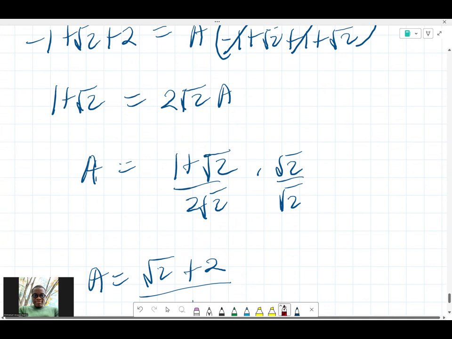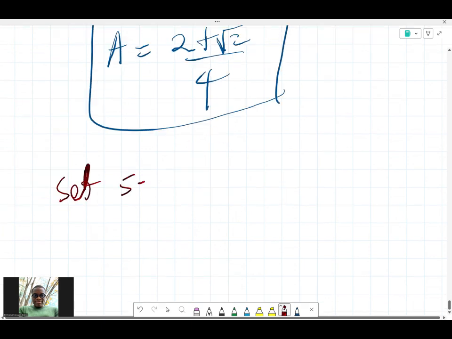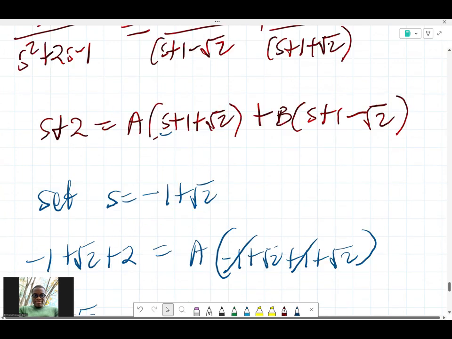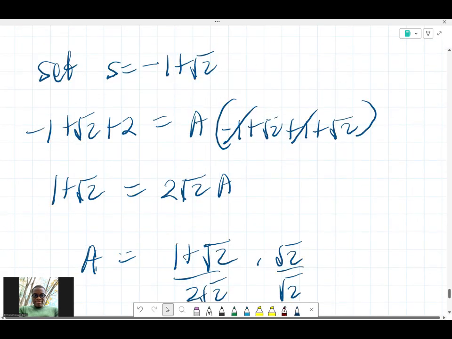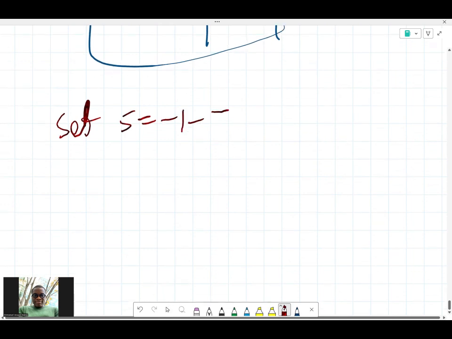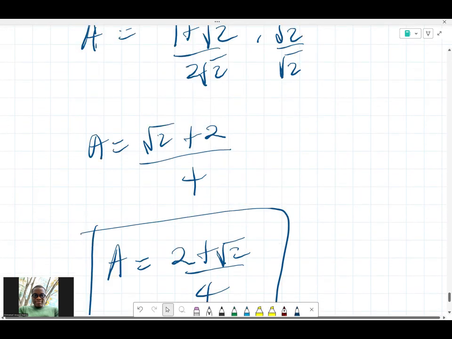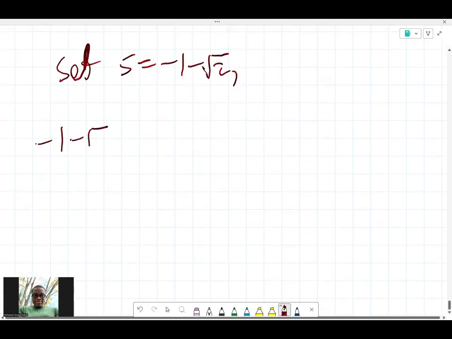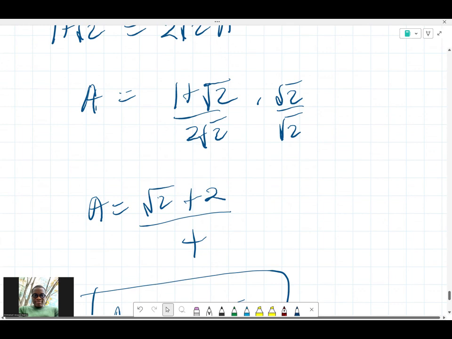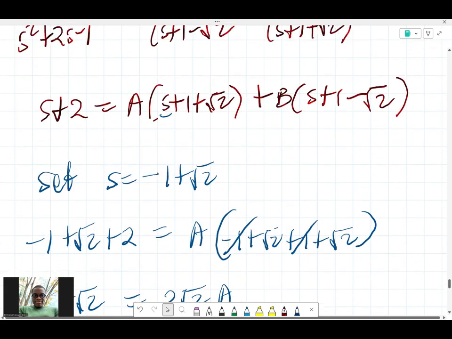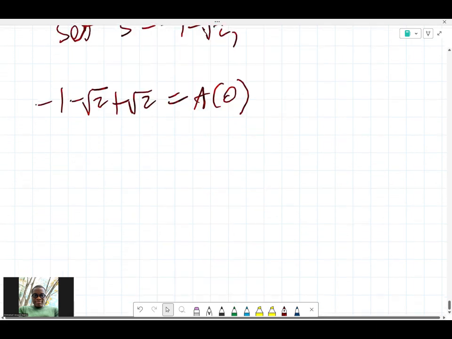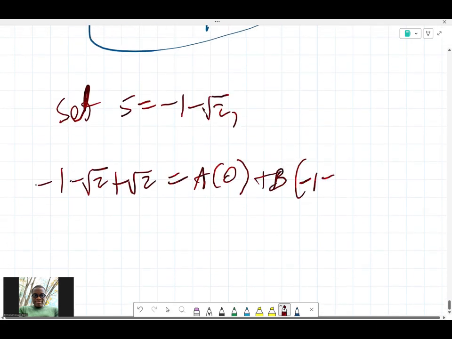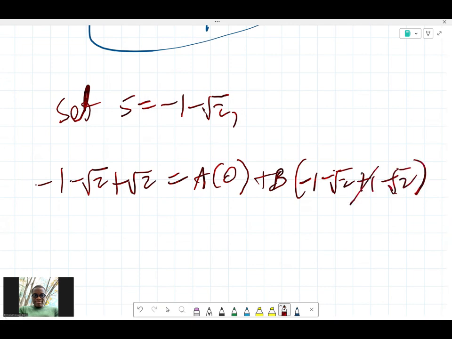So in that case, we have to just set s to be equal to, we want to eliminate A now. So it means s should be minus 1 minus root 2. So set s to be minus 1 minus root 2. On the left-hand side, we have s plus 2, so minus 1 minus root 2 plus 2. And that is equal to A into 0 because all this will cancel out. And on the other side, we have plus B into (minus 1 minus root 2 plus 1 minus root 2). Okay, so this cancels out.